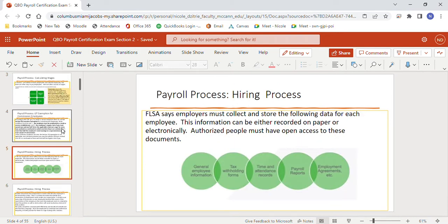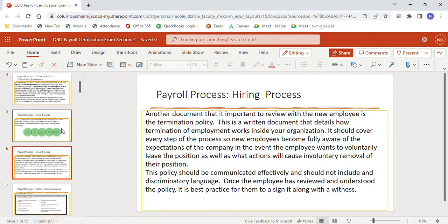All right, so FLSA says employers must collect and store the following data for each employee. This information can be either recorded on paper or electronically. Only authorized people must have access to these documents.